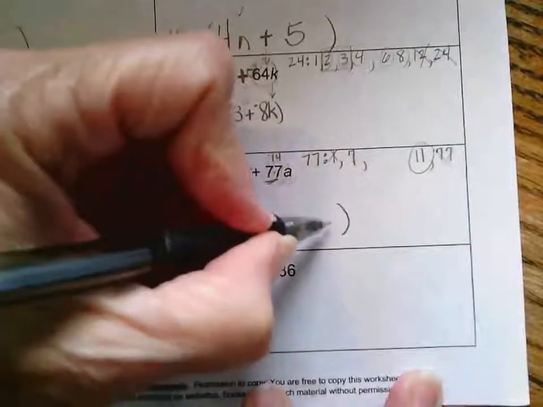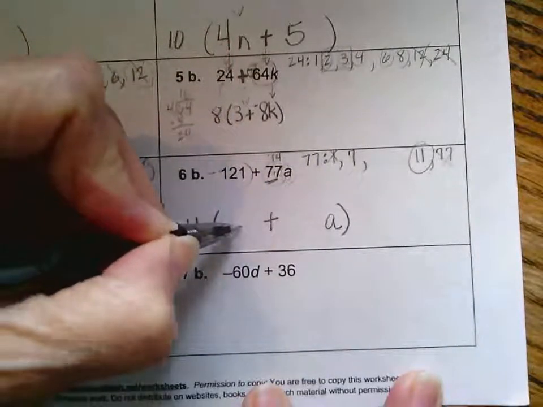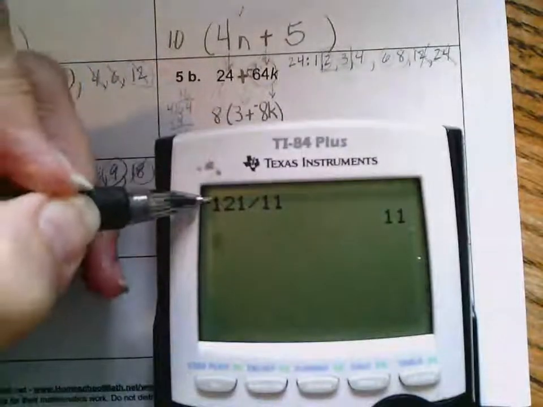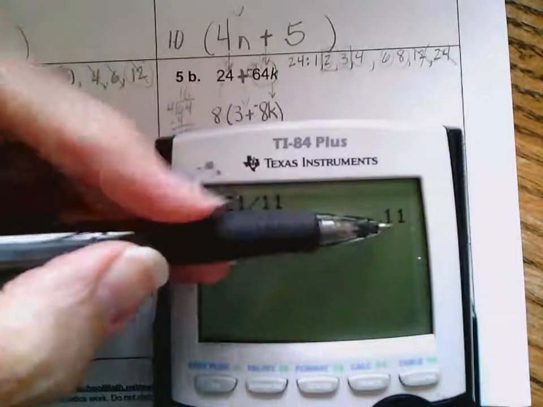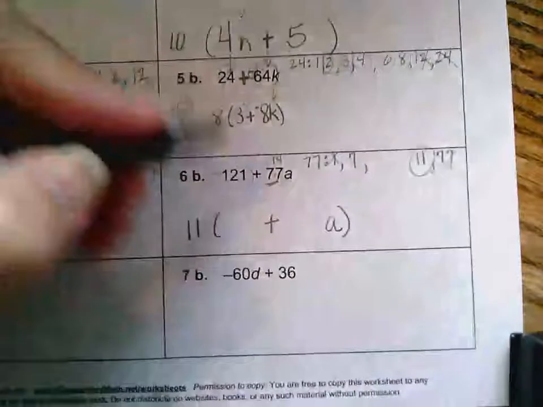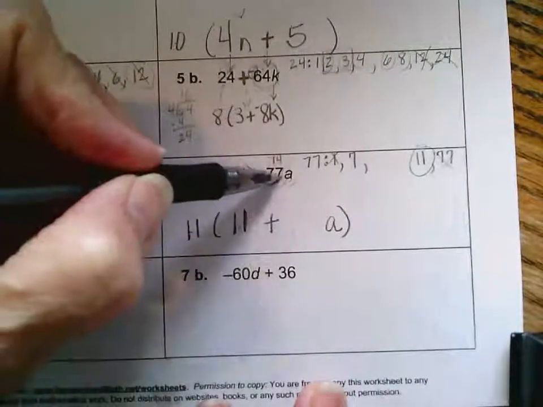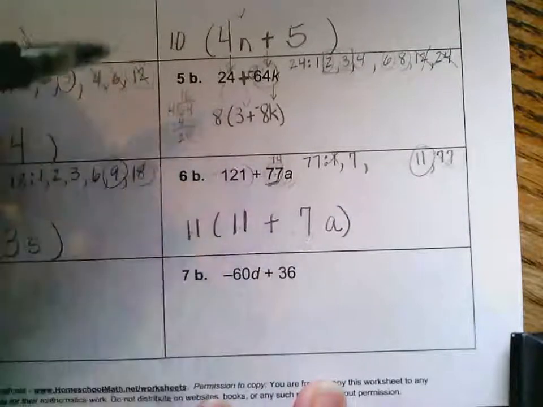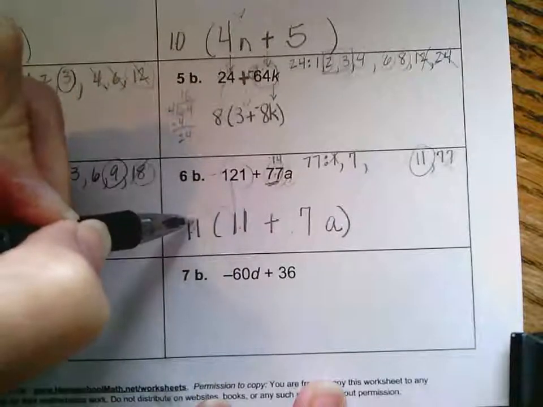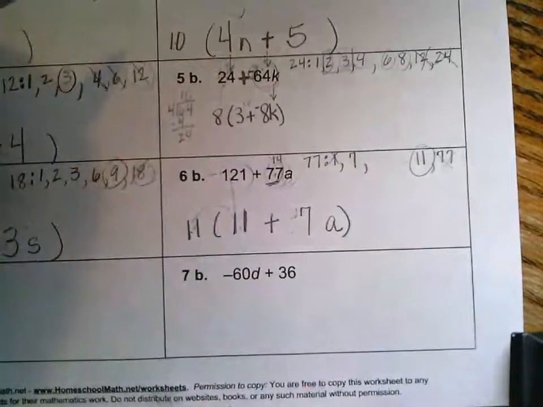I'm going to bring down my variable, and I'm going to ask myself, 11 times what gives me 121? Well, right here, 121 divided by 11 is 11. So going backwards, 11 times 11 is 121. 11 times what would give me 77? That would be 7. So checking it, 11 times 11 is 121. 11 times 7a is 77a.